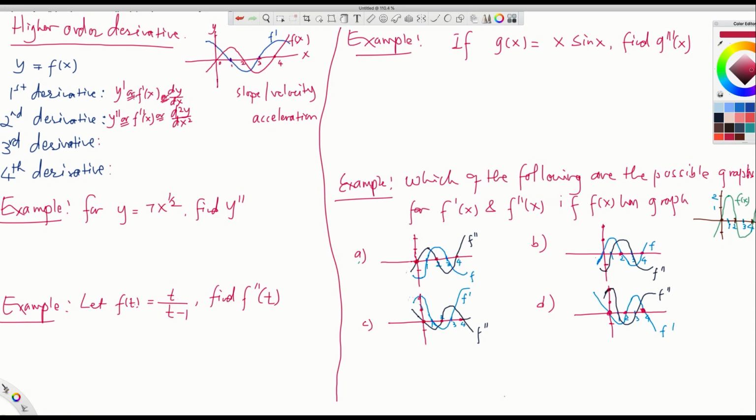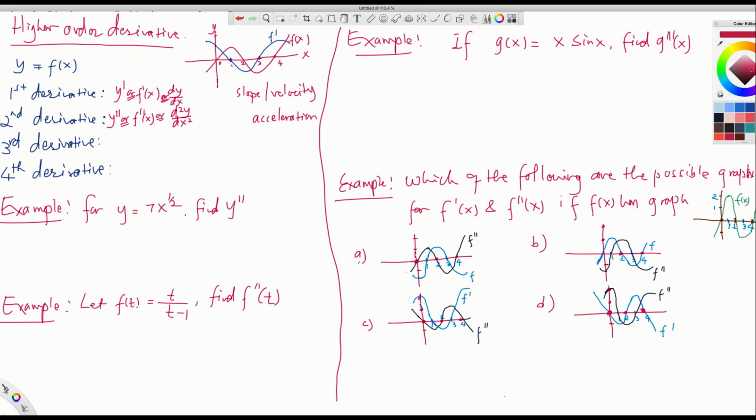The first derivative gives you the slope or the velocity, but the second derivative gives you the rate of change of the first derivative. That is also called the acceleration. So the rate of change of the velocity, or the rate of change of the slope of the function, is also called the acceleration. If you are asked to find the acceleration of an equation that represents the position of a moving object, then you will have to find the second derivative.